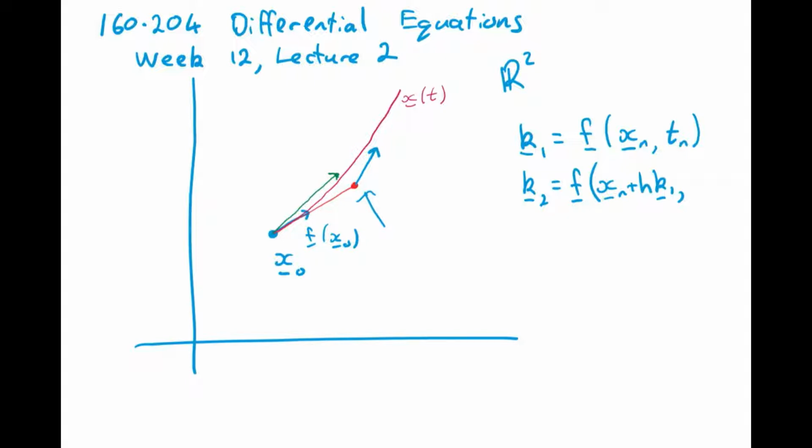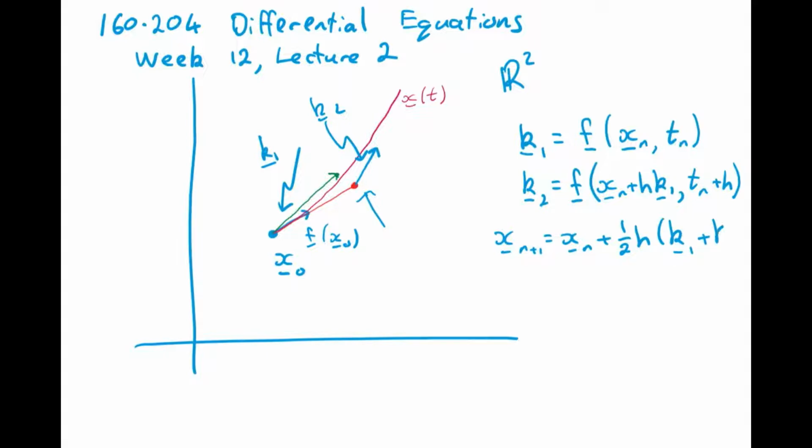And what time should I be at there? Well, I should be at the new time, which is tn plus h. So now I've got my two arrows called k1 and k2. And I want to update x using the average of those, but still with step size h. So altogether, this is called the improved Euler method.